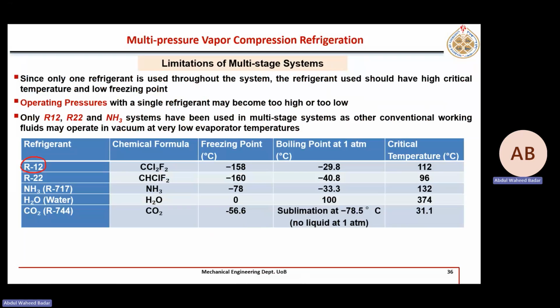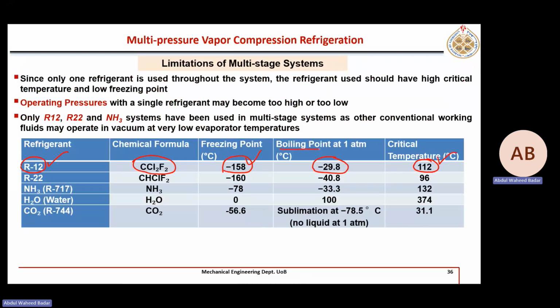For example, this R12, that is its chemical formula. Look at its freezing point, minus 158, and that is its critical point, 112. Our condensers never operate around 112; it will always be below 112. So that's why this is an ideal fluid to operate in these extremes, minus 158 and 112. And this is a very important thing.